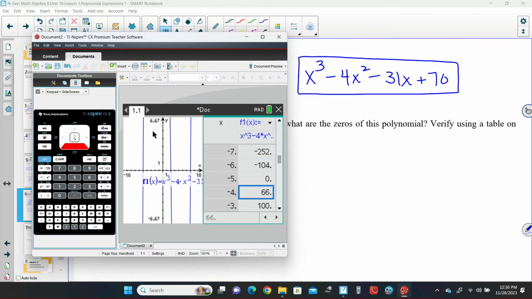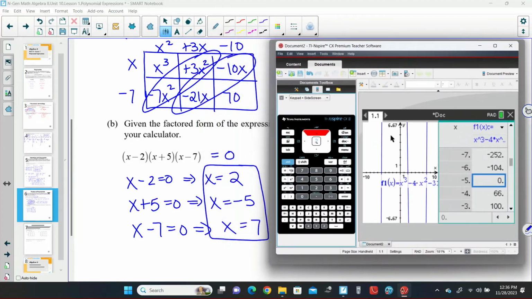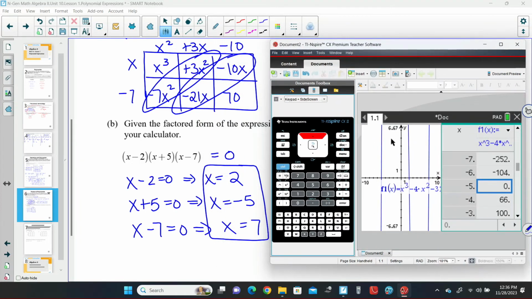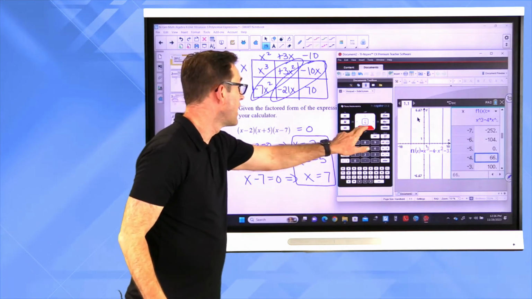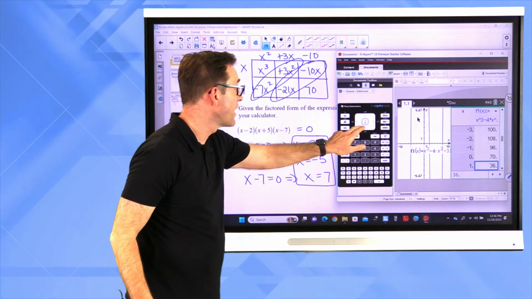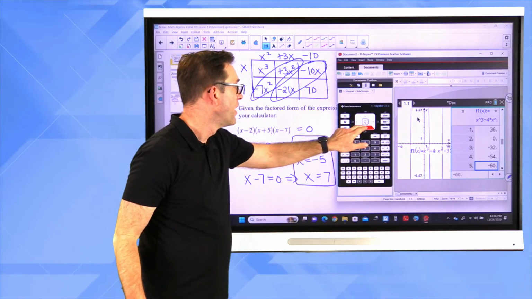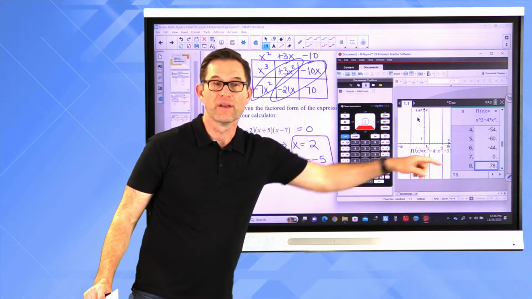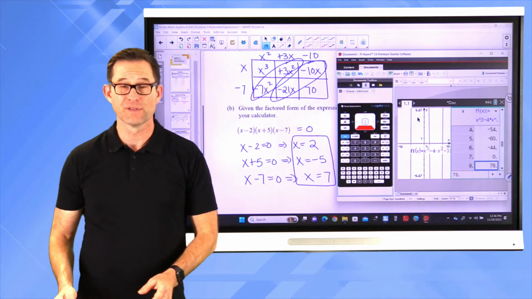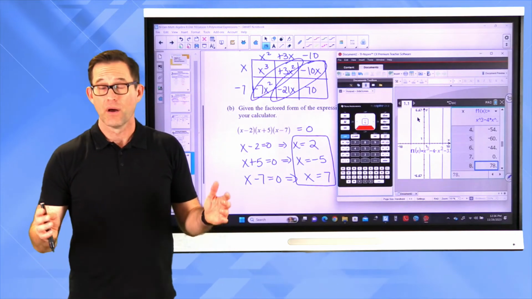There's 1 at -5, right? Actually, let me move it over here, because I have zeros at -5. Okay, I can pan down a little bit. Our next one should be at x equals 2. There's a 0 at x equals 2. And I should have a 0 also at x equals 7. And there it is.